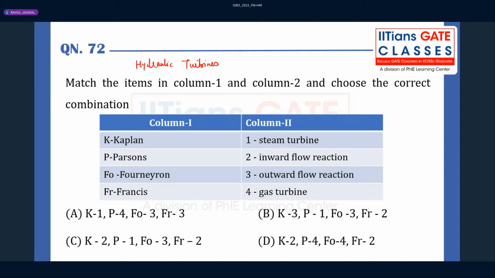Hydraulic turbine. Basically, when we see any hydraulic turbine, we have inward flow reaction turbines or tangential flow turbines. We have different types of turbine based on the direction of flow of fluid. Based on the direction of flow of fluid, we can classify the different types of turbine.